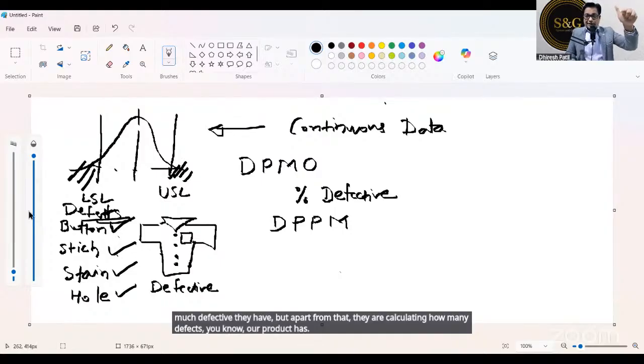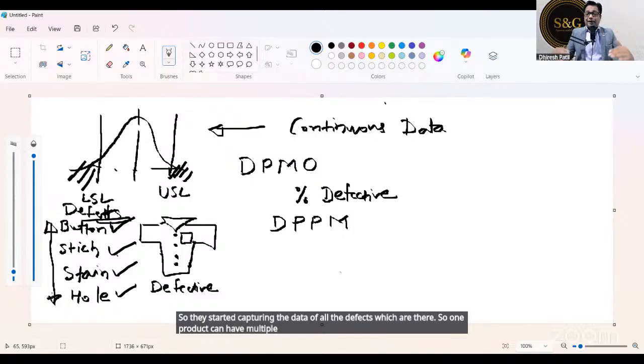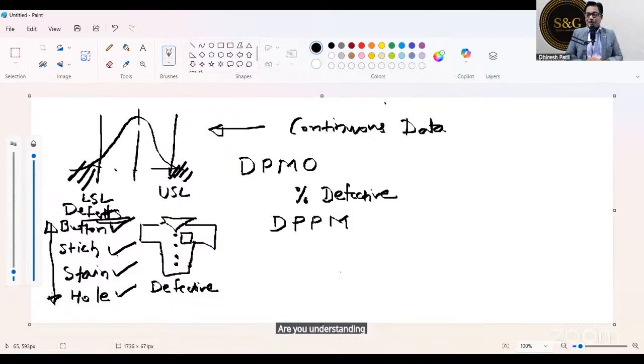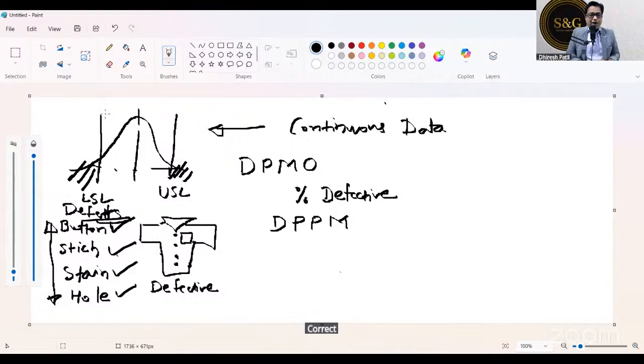How many of you got it? Just give me a quick yes in the chat box. So they started capturing the data of all the defects which are there. One product can have multiple defects. Are you understanding? And that is where the formula of DPMO came into existence. Everybody's clear why we started from defective to defects? Correct? Very nice. Now here is the formula for DPMO.